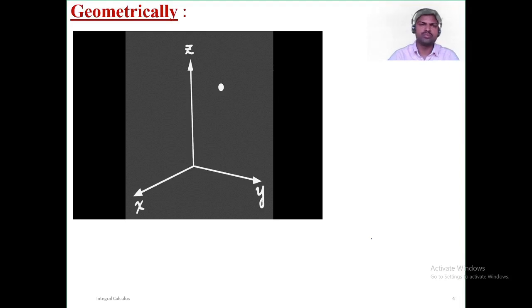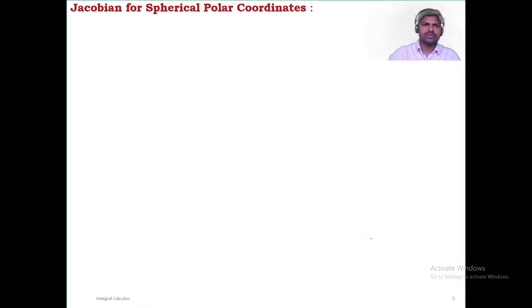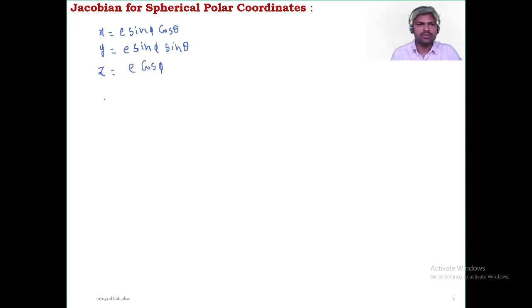So next let us compute the Jacobian for spherical polar coordinates. First of all, what are the transformations? x is equal to rho sin pi cos theta, right? And what about y? y is equal to rho sin pi sin theta. And what about z? z will be rho cos pi. Right?